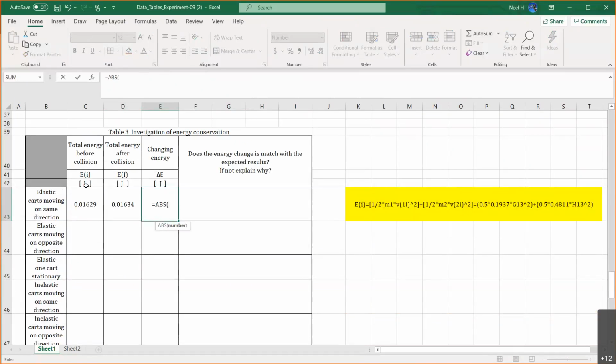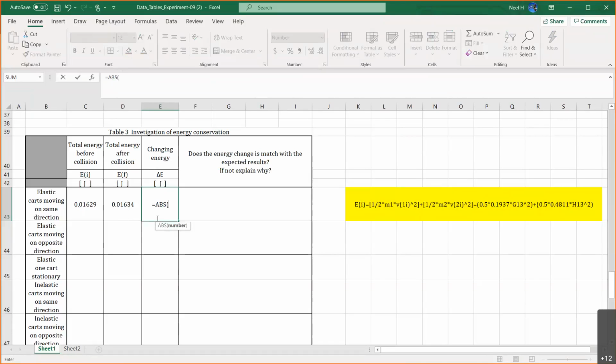Now you can see the final energy value looks a little bit larger than the initial. That is almost impossible in a real-life scenario. After a collision, you will not get more energy in the whole system; technically you should get less energy. Instead, if I do it without ABS, you can see the final is larger. It looks like energy is being added into the system. That is impossible during a collision.